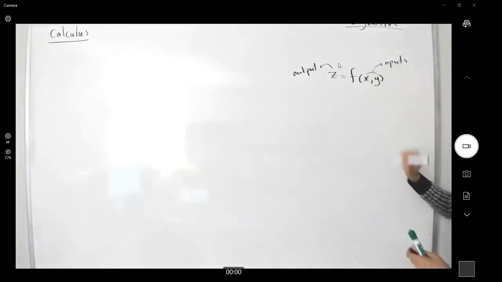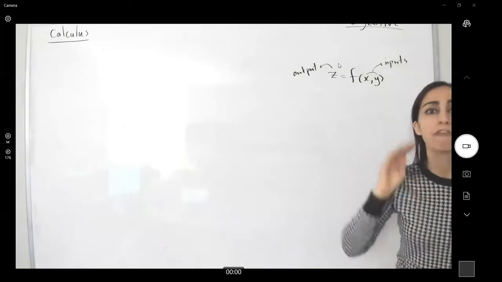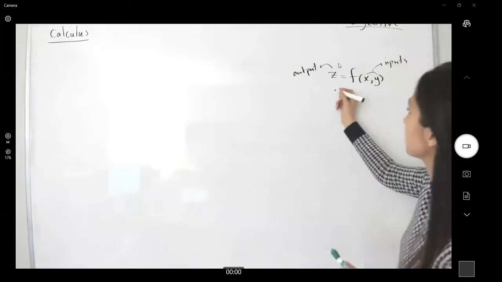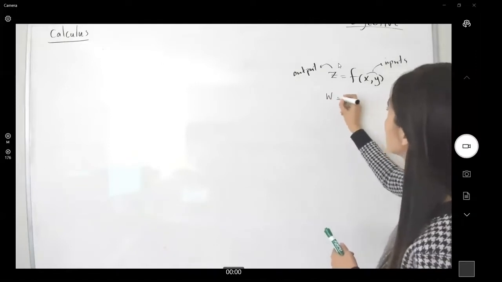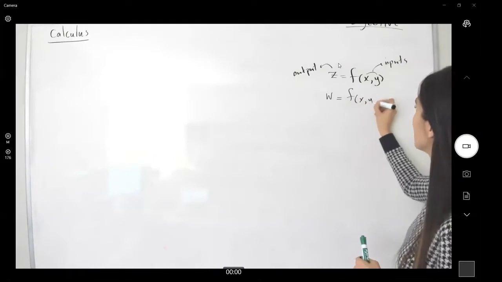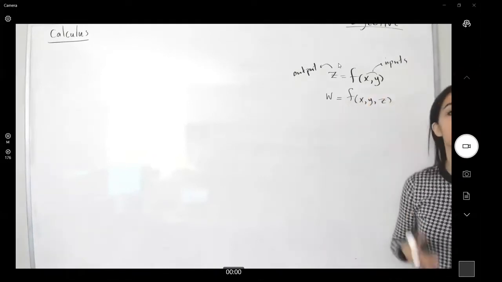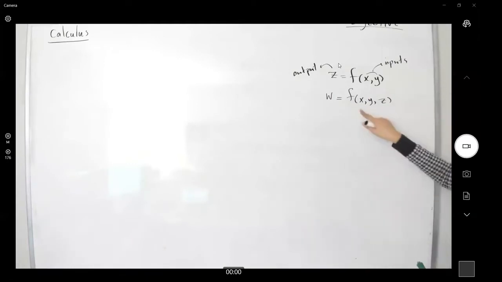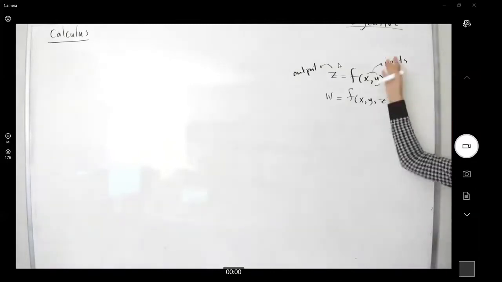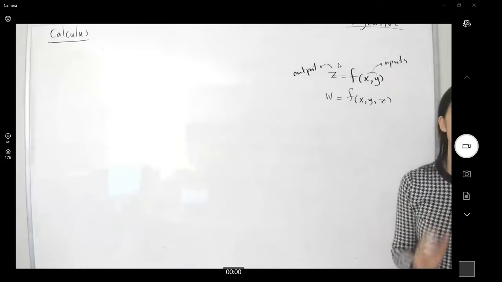Then we said that we can have functions with 3 free variables, 4 free variables, 5 free variables, and so on. We can denote a function with 3 free variables with w equals f of x, y, and z. In this case, w is going to be the output, and the input values are triples. We talked about the domain of these functions. We also talked about the range.